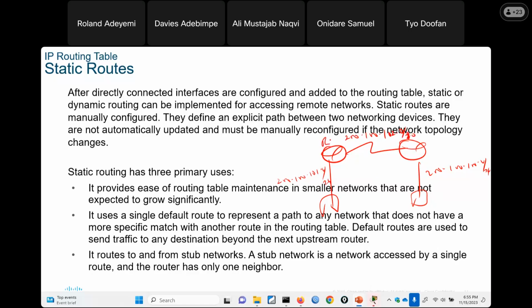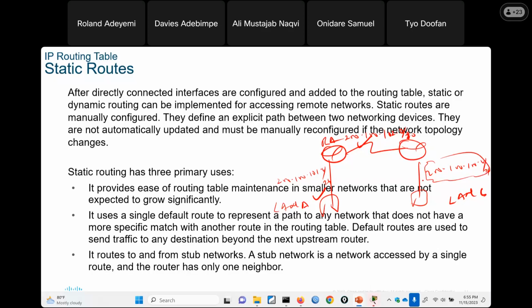So router A is directly connected to two networks, this network and this network. Those are the only two networks it knows about. So what happened to this? Let's call this one LAN C, and let's call this one LAN A. So how will router A reach LAN C when it's not directly connected to LAN C?